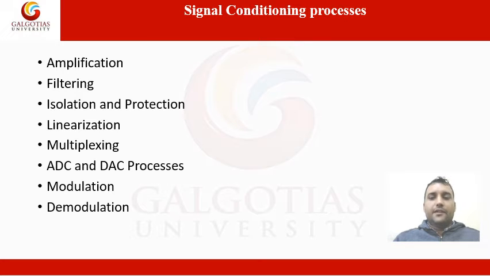In the signal conditioning process, there are a few steps. First is amplification, then filtering, then isolation and protection, then linearization, then multiplexing, then ADC and DAC process, then modulation and demodulation. Actually, signal conditioning means the refining of the signal so that the noise and unnecessary components of that signal can be removed and the signal fits in the linear curve.